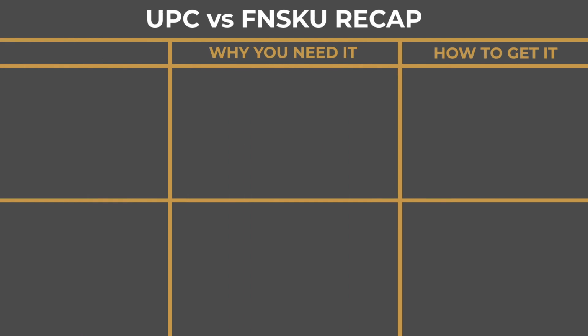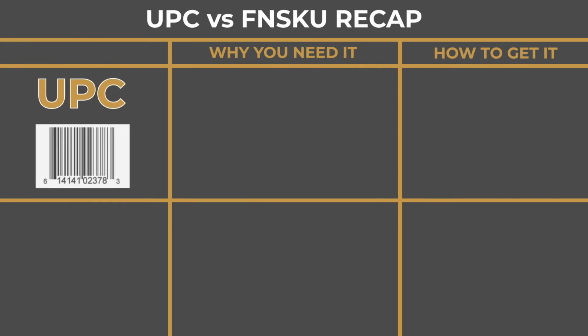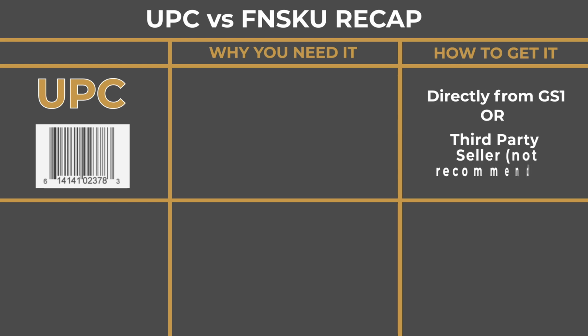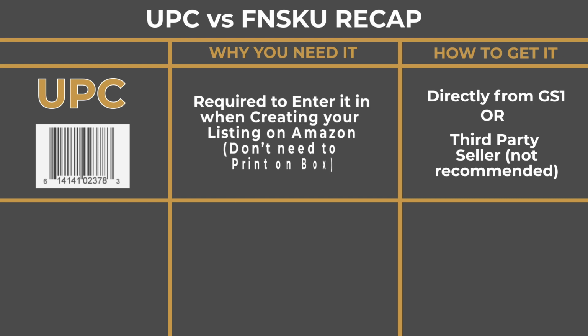The UPC, you can get it from the legitimate source, GS1, never have to worry about it. Alternatively, you could buy it from a third party. You're taking a certain level of risk. I've never heard of anyone getting their listing suspended using that, but it probably does happen. I don't know for sure. The only goal of the UPC is to create your listing on Amazon. Once you can create a listing, then you can get your FNSKUs.